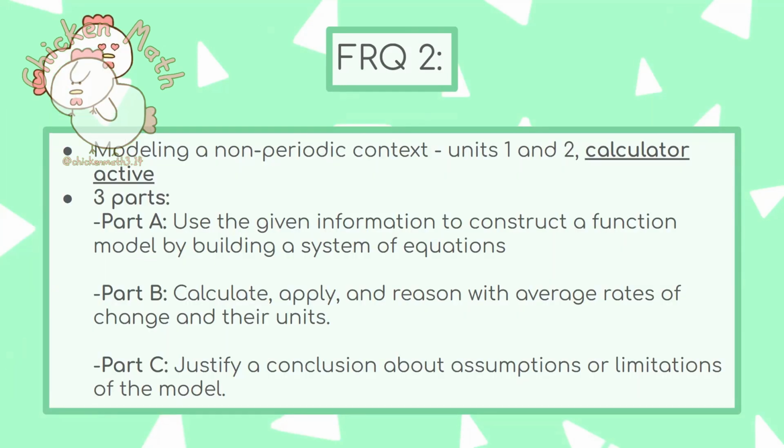Okay, for FRQ 2, there will be 3 parts, part A, part B, and part C. In the first part, you'll be using information given in the question to construct a function that can model a system of equations. In part B, you need to calculate, apply, and reason with average rates of change. So part B is mainly going to be focused on average rates of change. In part C, you need to make a conclusion or an assumption about the limitations of the model.